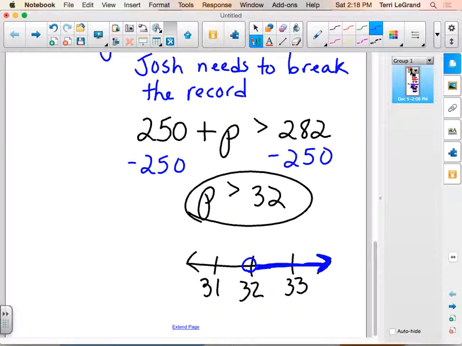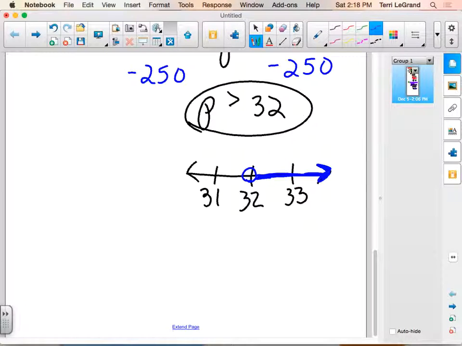Now, are there any restrictions this time? Do pounds have to be in whole numbers? No, he could lift 32¼ pounds and he would break the record. So we don't have to restrict it to a whole number. Eventually, probably he could really humanly not lift too many pounds, but we don't know where his limit is, so we're just going to leave it as it is. Okay, so this is what you're going to add to your skills that you'll practice today, being able to set up your own inequality and show it with the algebraic solution and the graph.